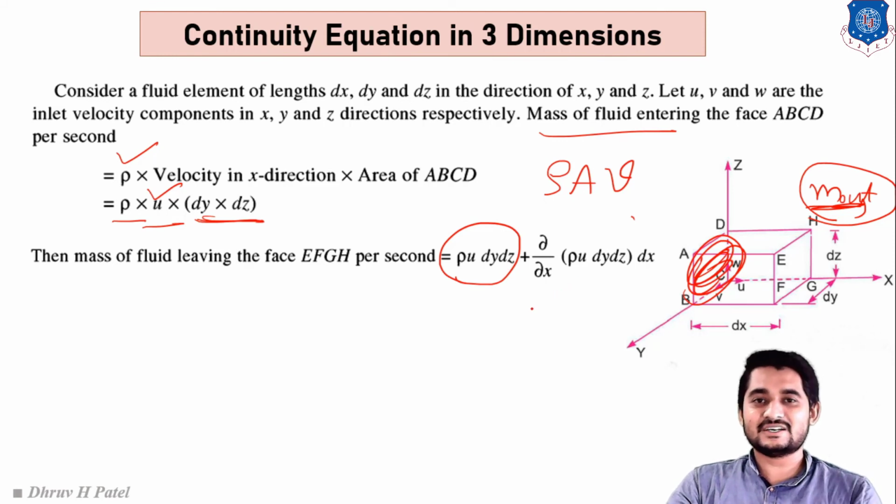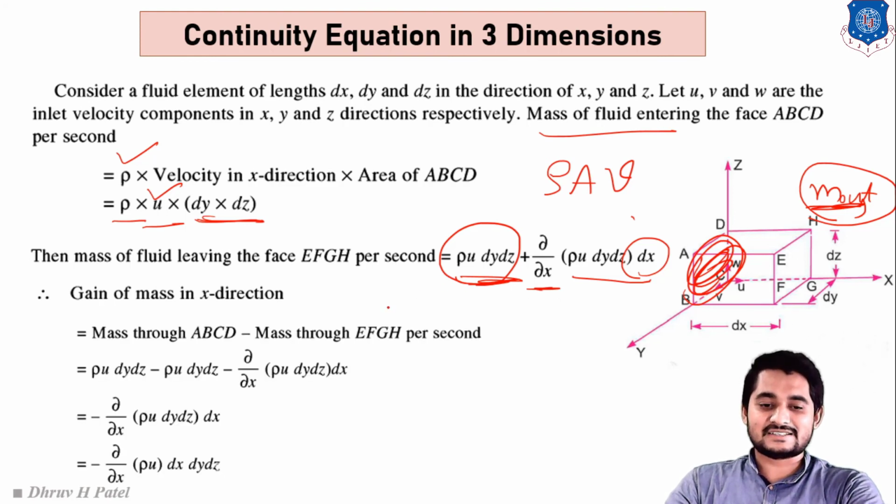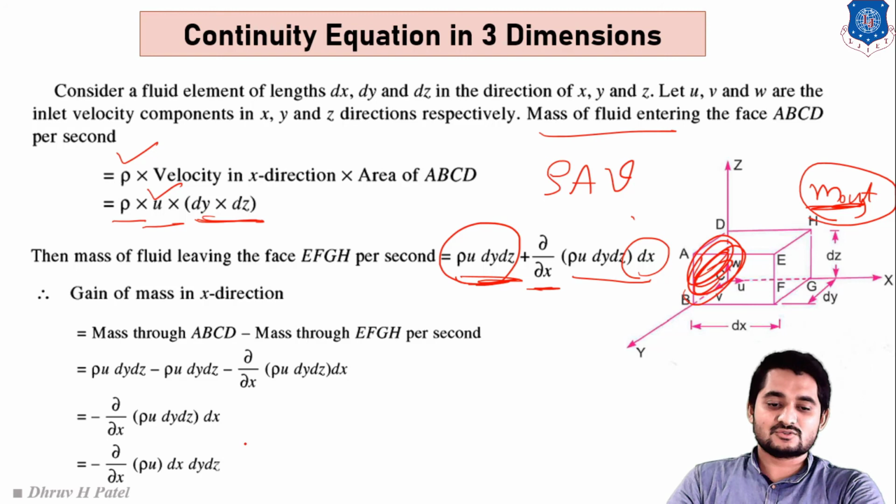For that we have to add the original mass and take the partial differentiation of it. What do you mean by partial differentiation? If any parameter depends on more than one quantity, then we have to represent that parameter by partial differentiation. So here, the original mass plus del by del x, that means a small gain in the x direction, into the original mass. Clear? So the net gain in mass in the x direction will be mass entered minus mass leaving. So we will get minus del by del x of rho u dx dy dz.